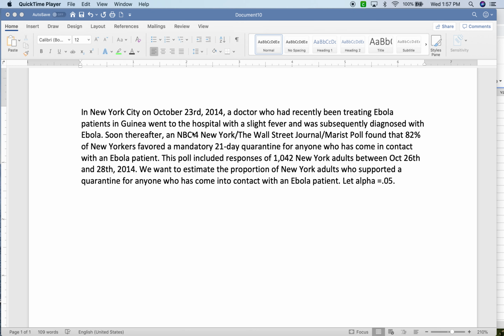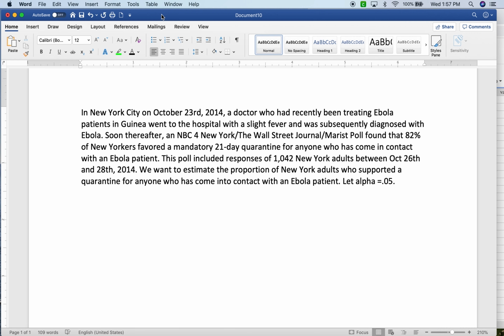Soon thereafter, a poll found that 82% of New Yorkers favored mandatory 21-day quarantine for anyone who has come into contact with an Ebola patient. This poll included responses of 1,042 New York adults between October 26 and 28, 2014. We want to estimate the proportion of New York adults who supported a quarantine for anyone who has come in contact with these Ebola patients. And our alpha will be 0.05.